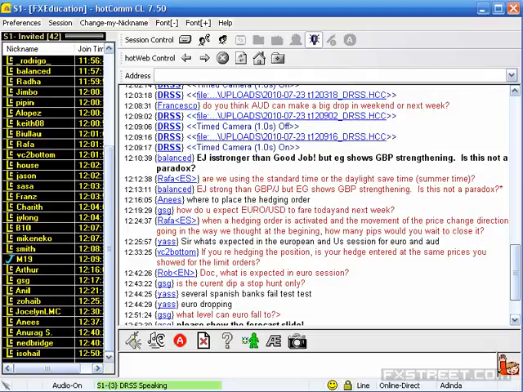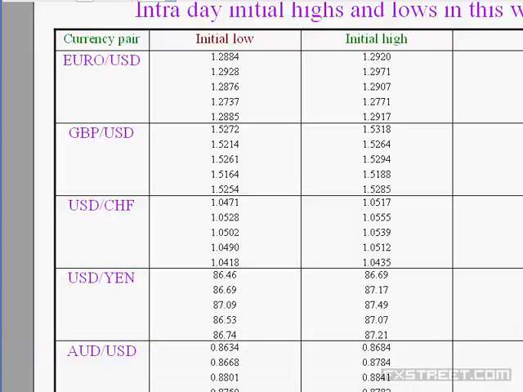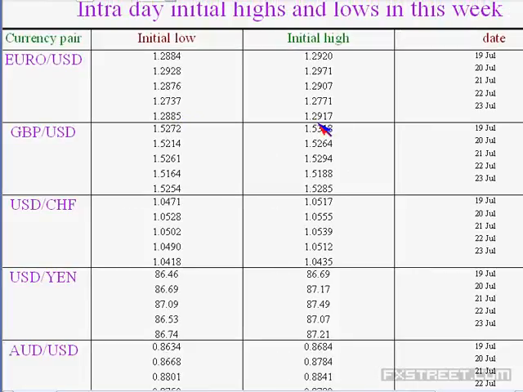So that we'll be able to really understand, those who have been regularly attending the Asian session live market analysis, we'll be able to understand what happened to the lows and the highs. So let us just compare quickly the lows and the highs set for today and what happened to them. Here the initial low was 1.2885, then the high was 1.2917.